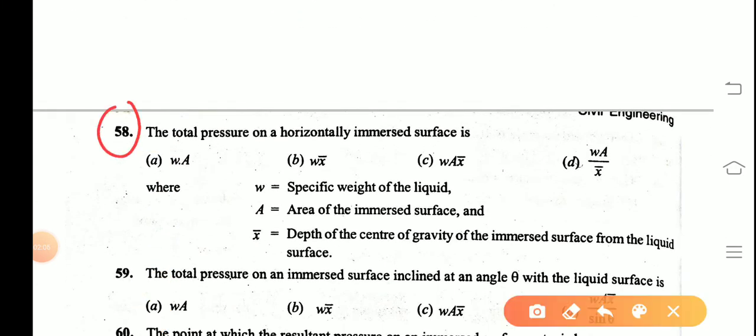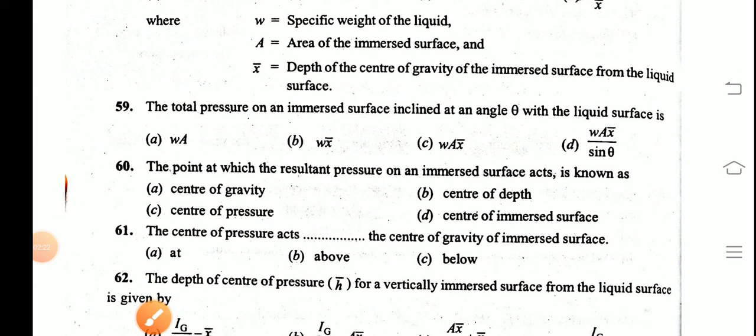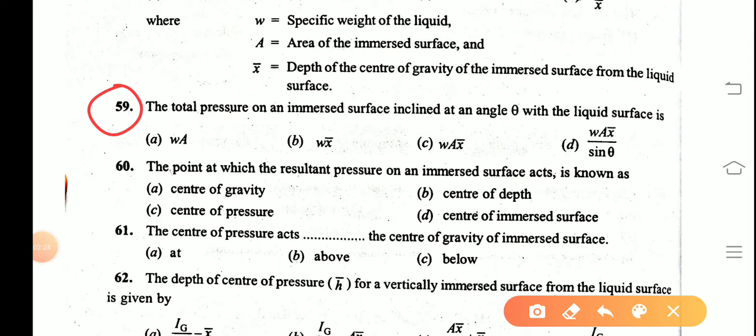Now question number 58. The total pressure on a horizontally immersed surface is w A x bar, where w is equal to specific weight, A is equal to area of immersed surface, and x bar is depth of the center of gravity. Okay. Now question number 59. The total pressure on an immersed surface inclined at an angle theta with the liquid surface is. So the answer will be w A x bar.